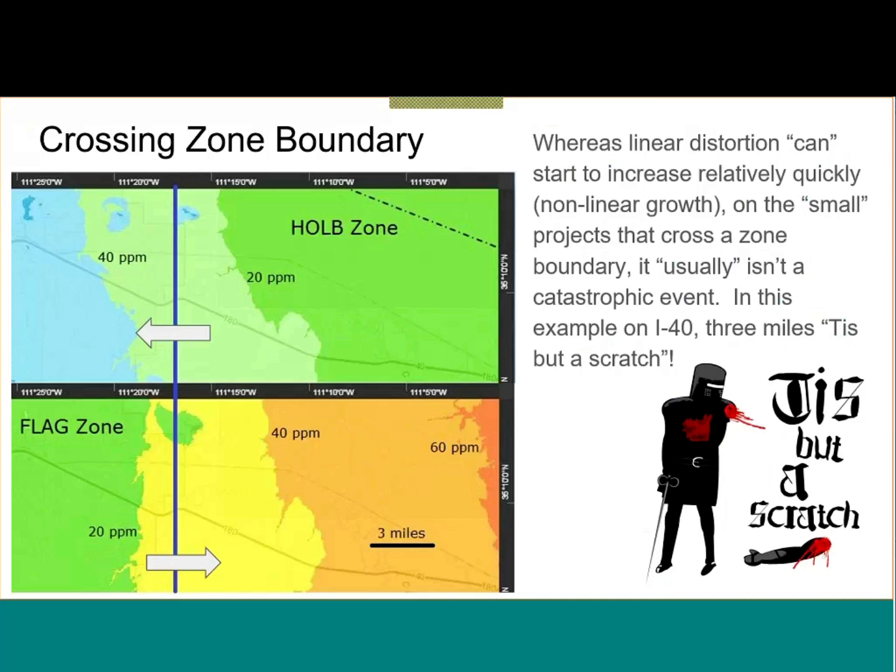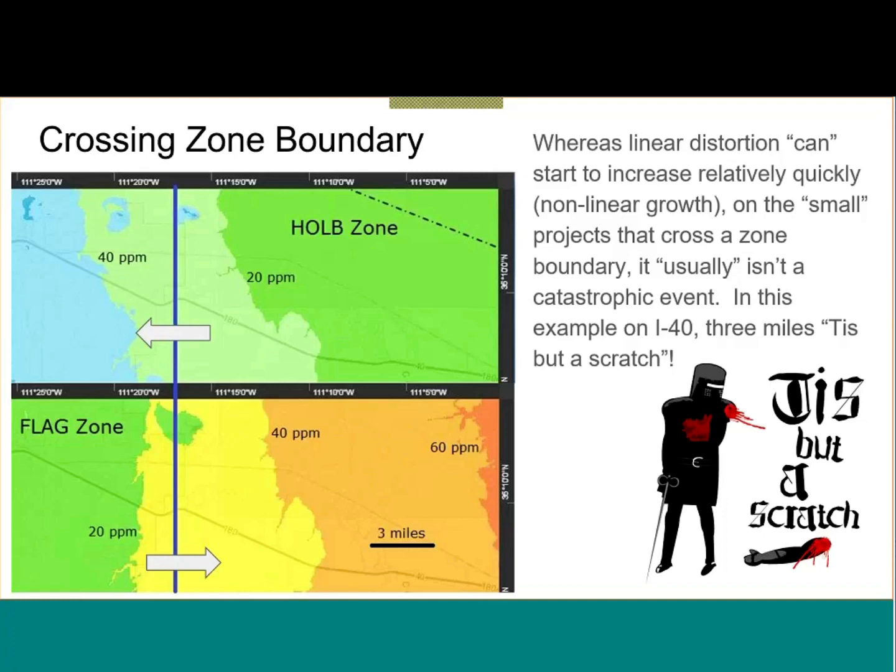So, I've got my Black Knight in there for the Monty Python reference, but the zone is more of a suggestion. It's just but a scratch to go over the top of the zone boundary. As an example, I've got something up here on I-40 in northern Arizona between Holbrook and Flagstaff. And now we've got the color gradiated map distortion, green being plus or minus 20 parts per million, that lighter green color being 20 to 40, or yellow also being 20 to 40, where one is the grid below the ground, the other is where the grid is above the ground.